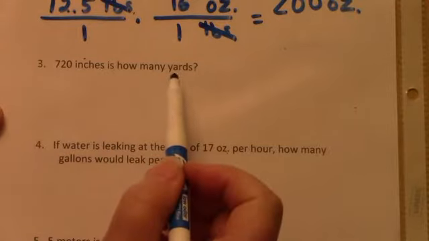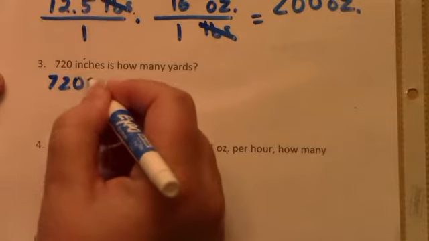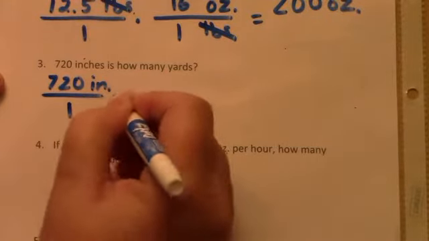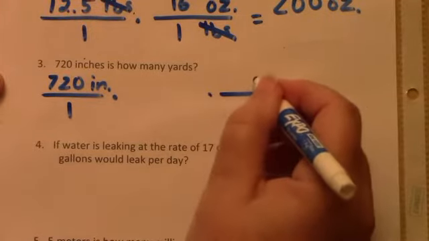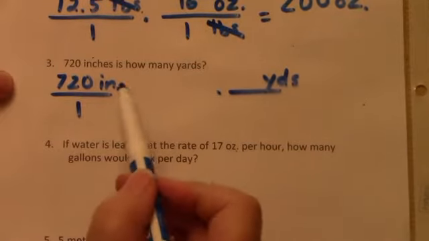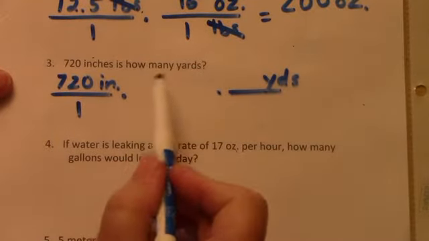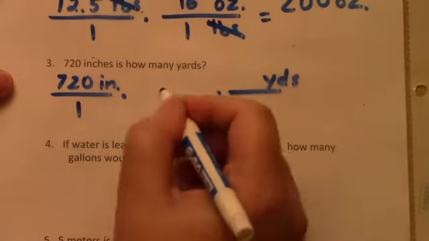720 inches is how many yards? Start with what we have, 720 inches. End with what we want, yards. Now, why did I leave some space? Because I know that I don't want to jump from inches to yards. I know that there's a measurement in between called feet.